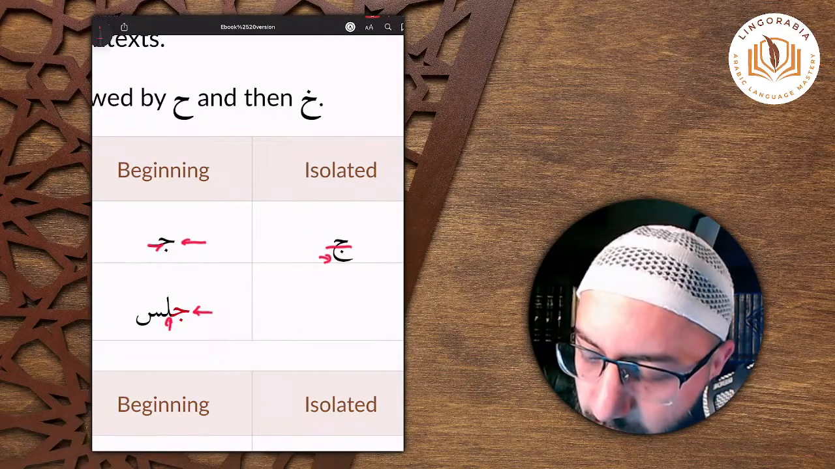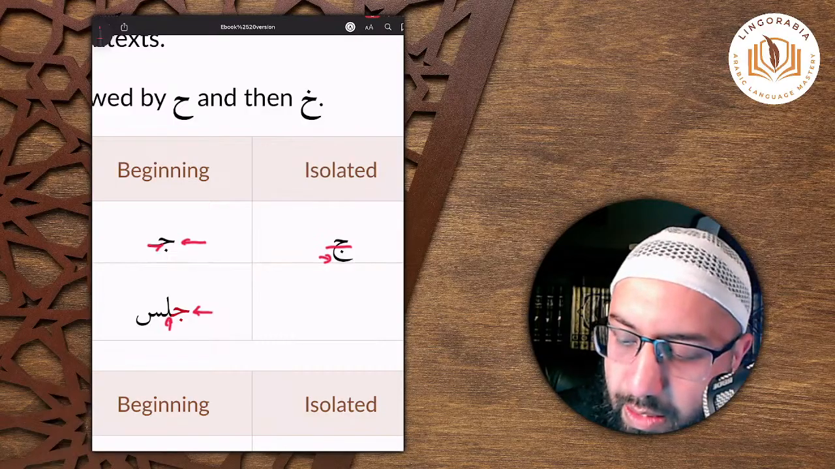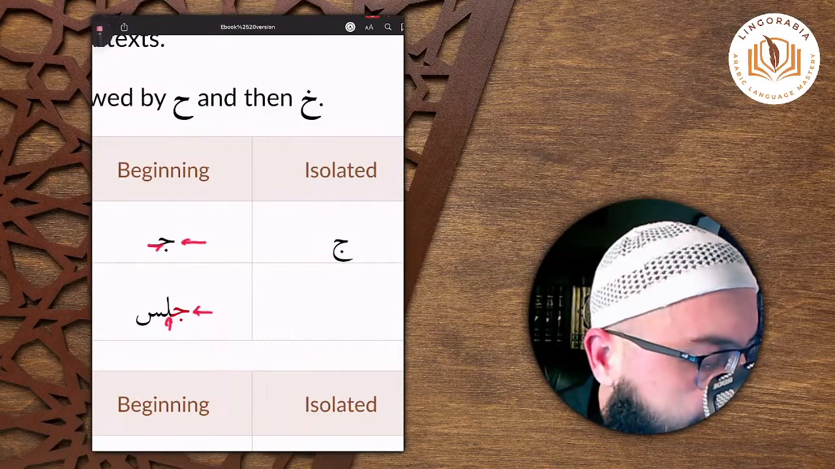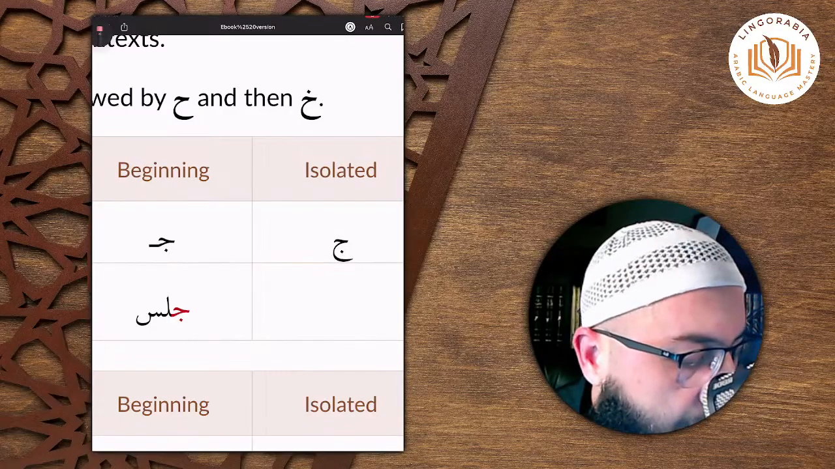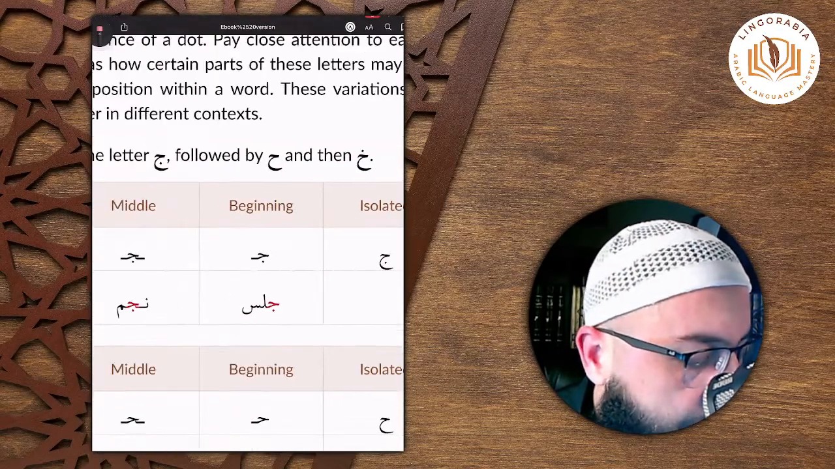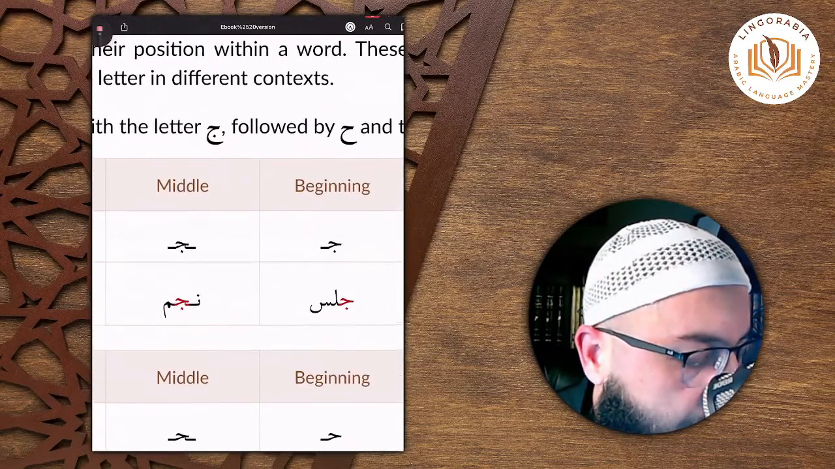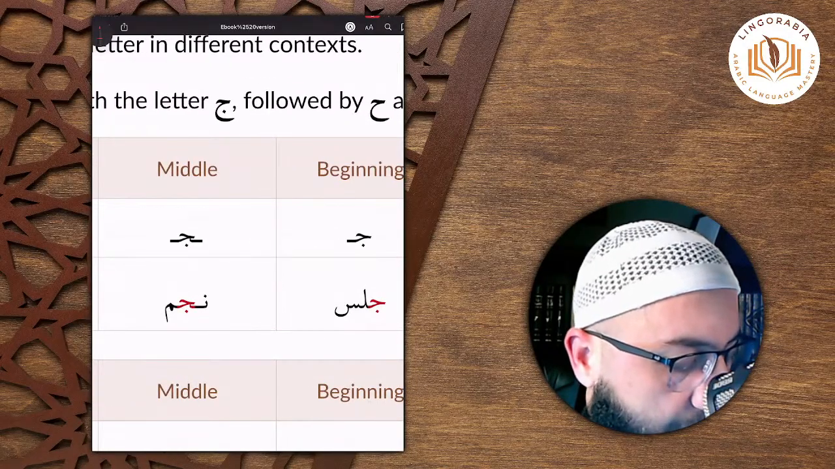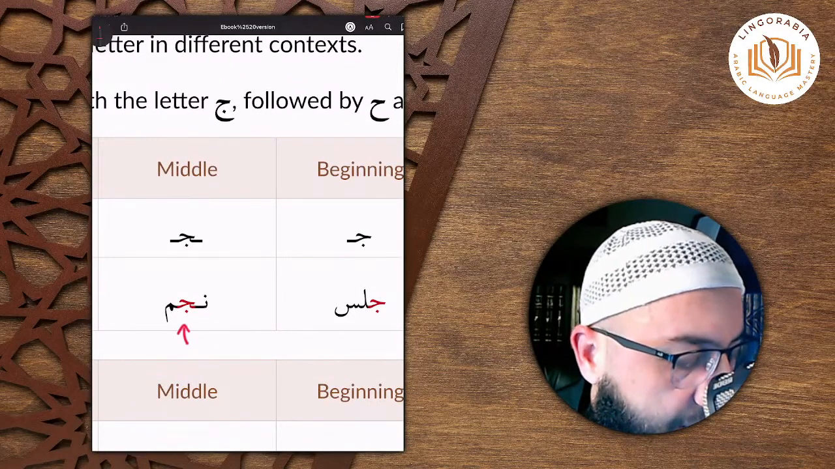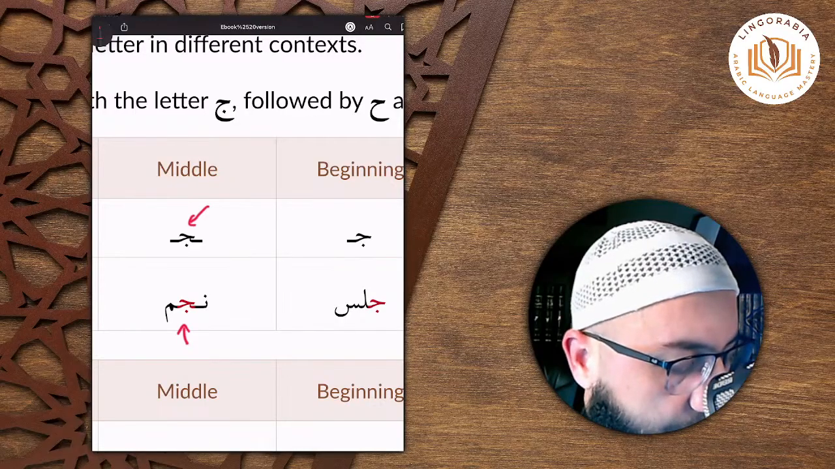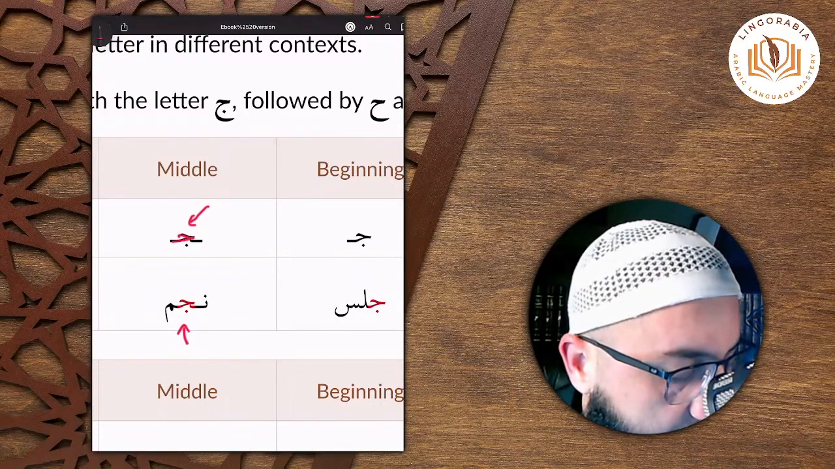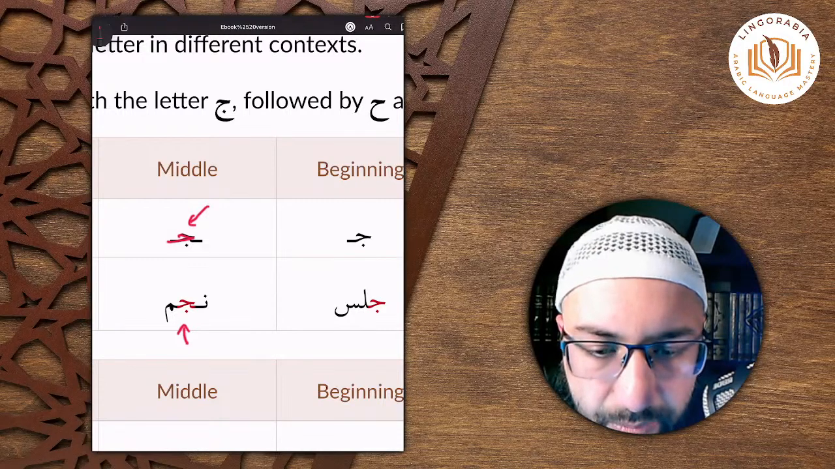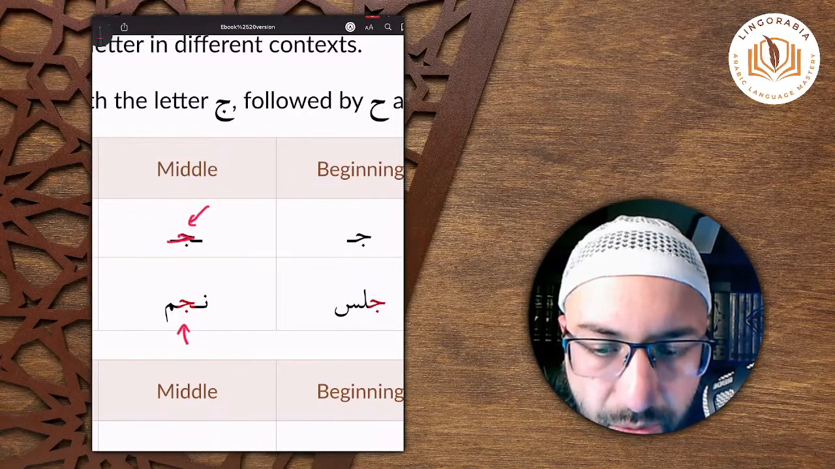Okay, so let's carry on, inshallah. So this is how it is done in the beginning of the word. Then you got the jim in the middle of the word, and this is how it is written. So this is the jim, guys, the red part. The jim is the red part.